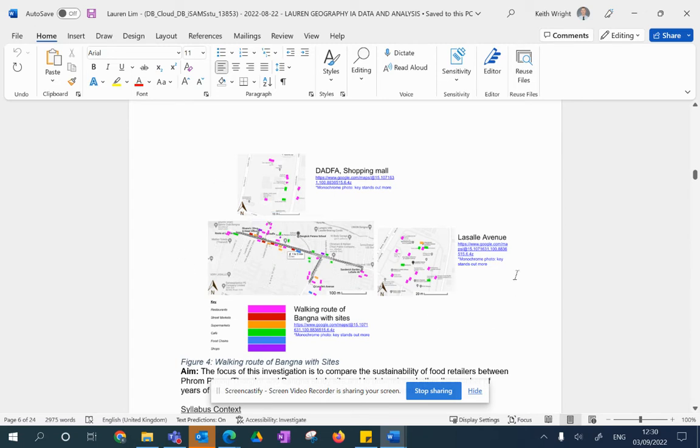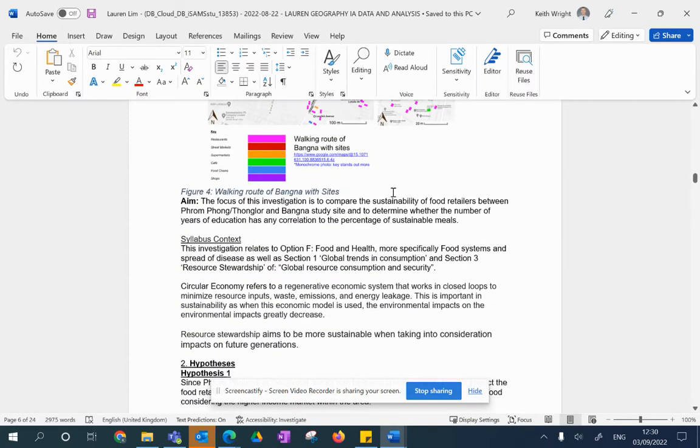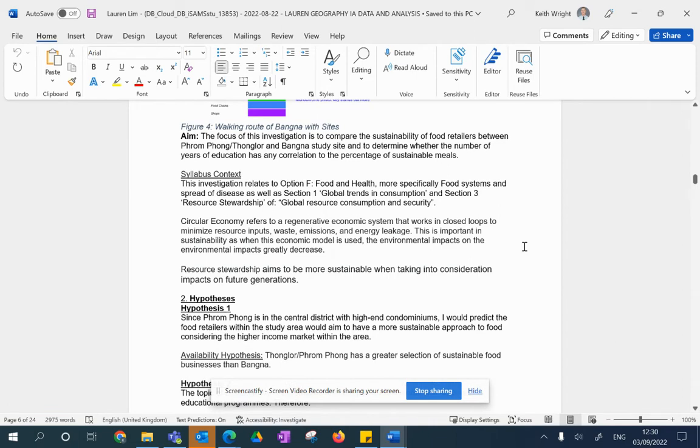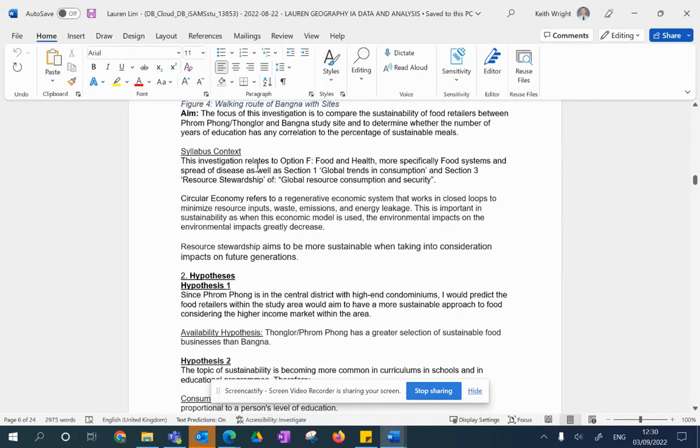Yeah, again, needs to be made bigger. You need to show where these locations are in relation to each other, whether that's using arrows or circles on the map or whatever you decide to do. Okay, so remember with sustainability, what areas of sustainability are we looking at? We're looking at packaging, are we looking at production of food, how the food is processed?